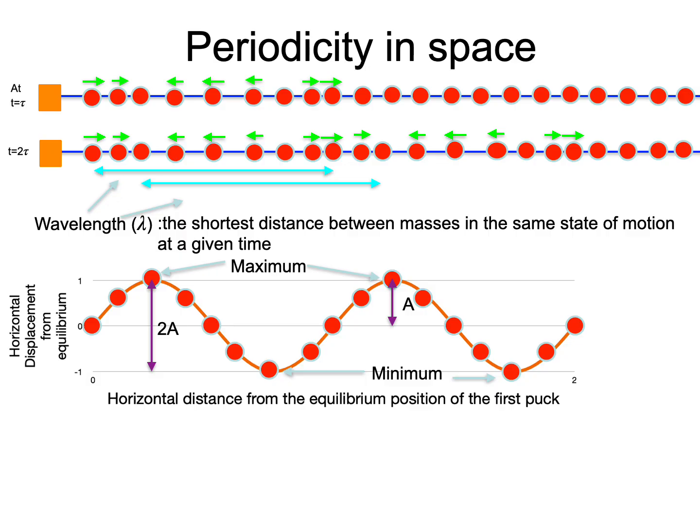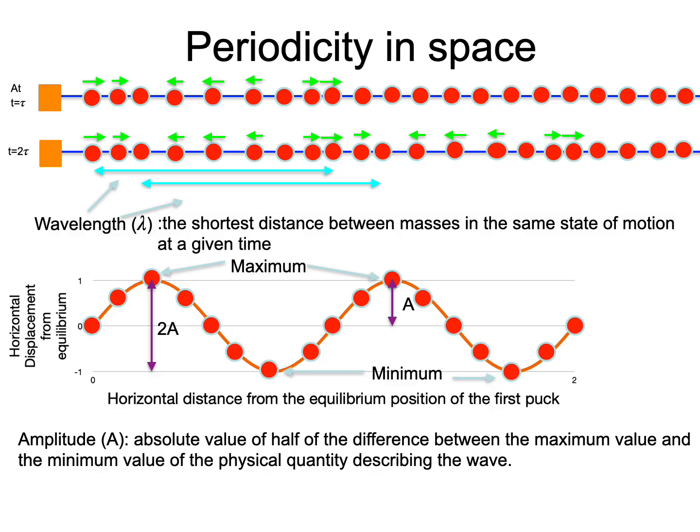Here is a more general definition for the amplitude, because the waves we will study will not necessarily have horizontally moving masses or have units of measurement like centimeter or millimeter. Examples of physical quantities that could have wave-like behavior are density and pressure.